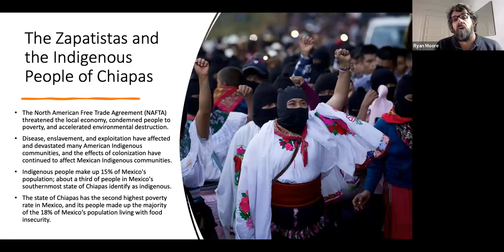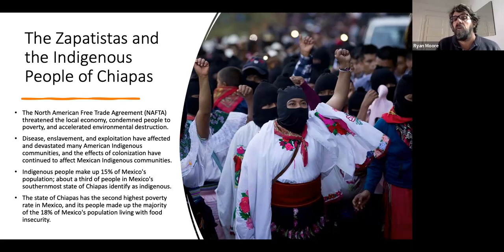In the case of Chiapas, where this rebellion took hold, NAFTA was very much perceived as a threat to the local economy, something that would condemn people to poverty and accelerate environmental destruction. It made a community that was already vulnerable and impoverished even more precarious, especially by threatening their access to land, their ability to sustain a livelihood, and their ability to compete with multinational corporations, whose cheap imports would threaten their livelihood.